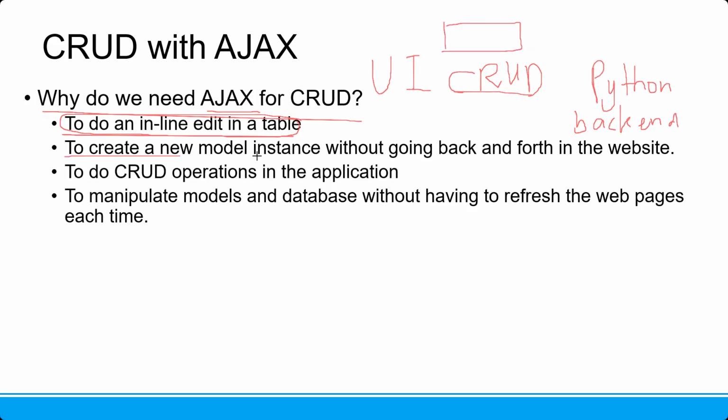And with AJAX, you can create a new model instance without going back and forth in the website. So you don't need to click, then go back to the list, then go back again to the update, go back to the insert, and so on. You can do the click operation directly in the application on one page, so you don't need to refresh again. And you can manipulate models and the database without having to refresh the web pages.